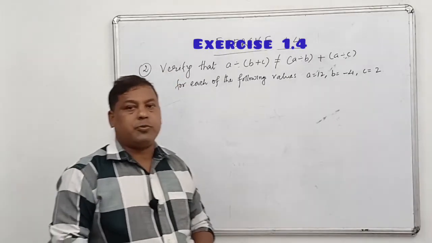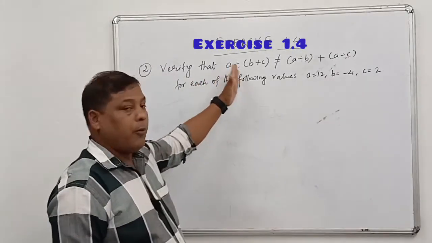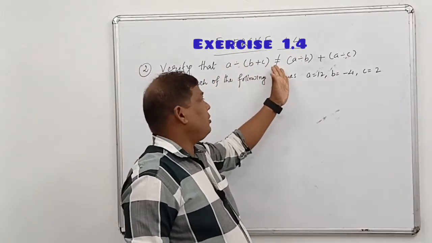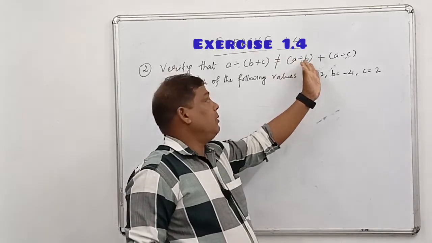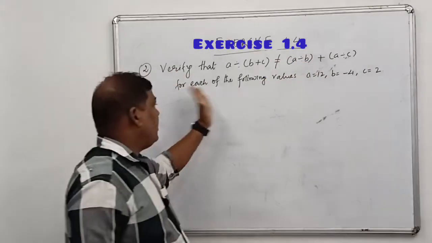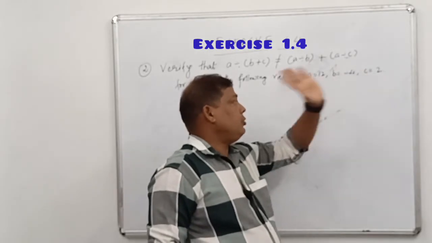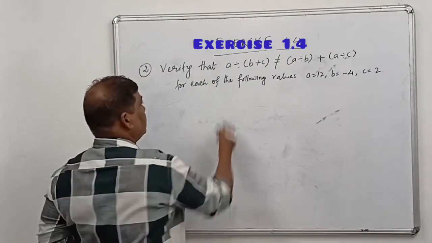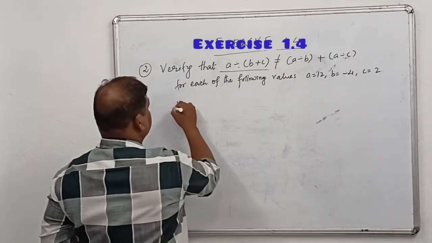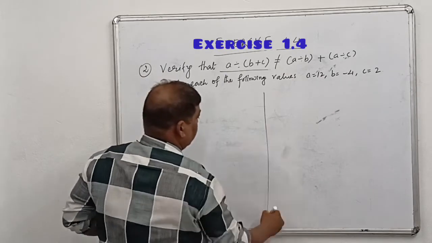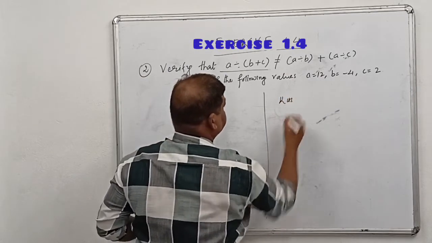Now let us solve the next problem. Verify that a upon b plus c does not equal a upon b plus a upon c. Here the values are given: a equal to 12, b equal to minus 4 and c equal to 2. Now we can verify, first the LHS side, then we take the RHS.